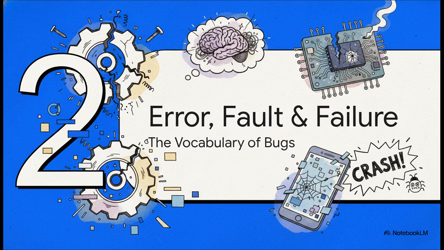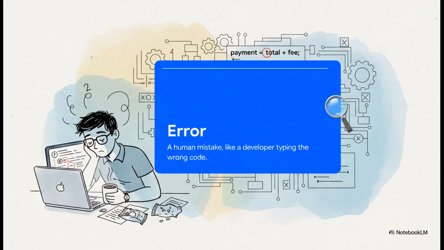Section 2. Error, fault, and failure. It's time to learn the official vocabulary of bugs. In our everyday language, whether an app is slow or completely crashes, हम सबको बस bug बोल देते हैं. But for your exams, you absolutely need to know the academic terms. First up is error. एक error fundamentally एक human mistake होती है. Just imagine a developer coding late at night. नींद में एक payment gateway का कोड लिखते वक्त उसने माइनस की जगह प्लस टाइप कर दिया. That logical, human mistake, that is an error.